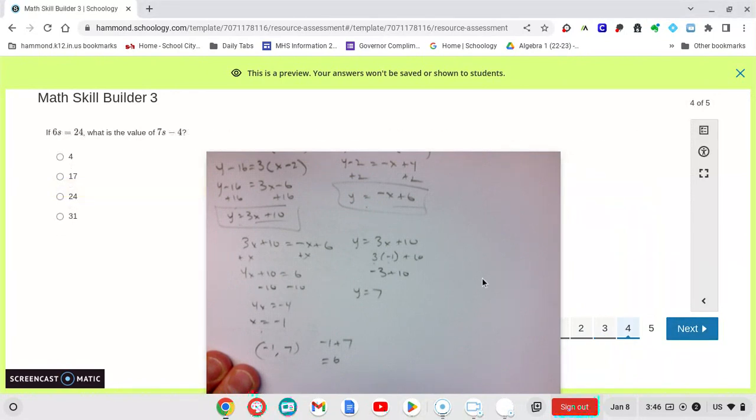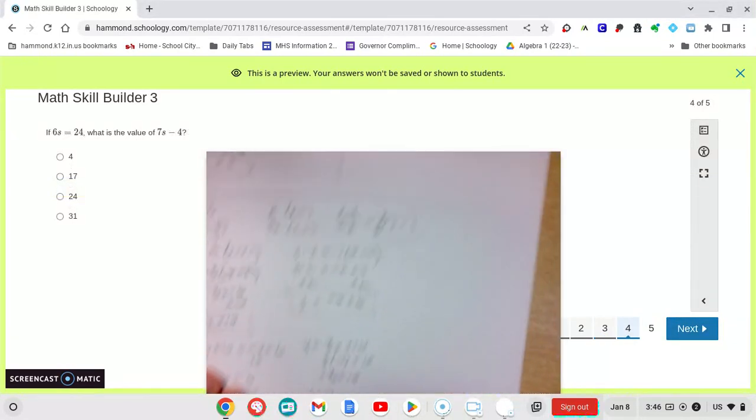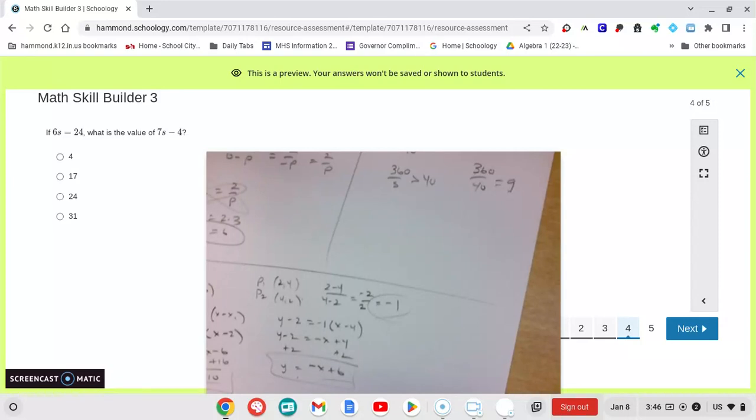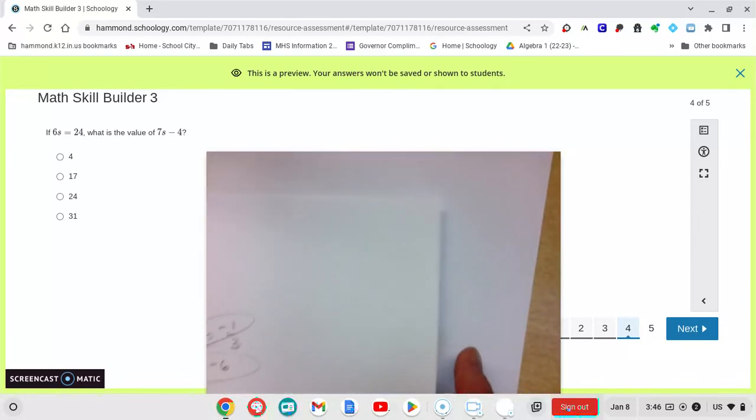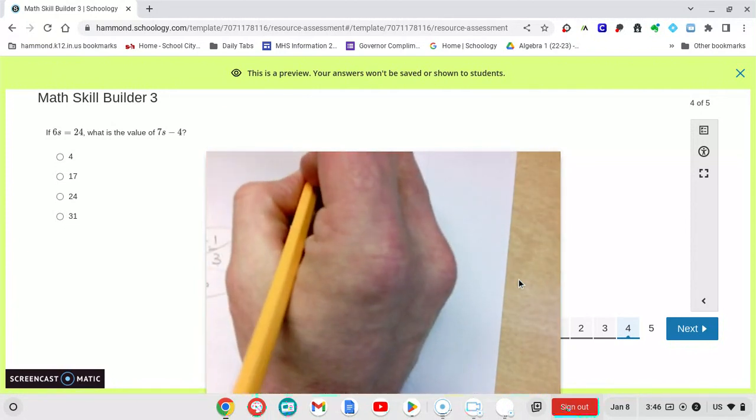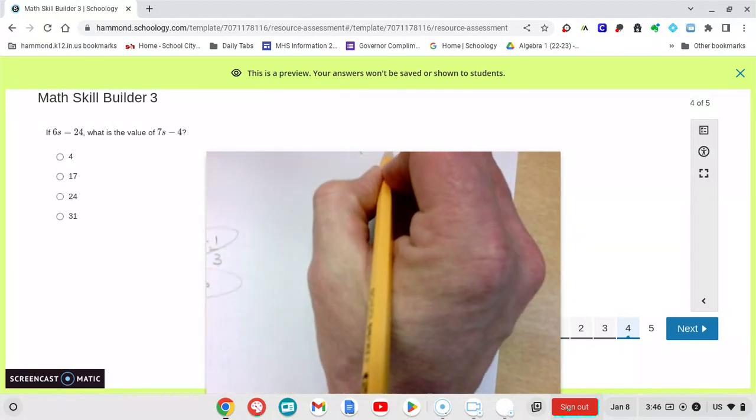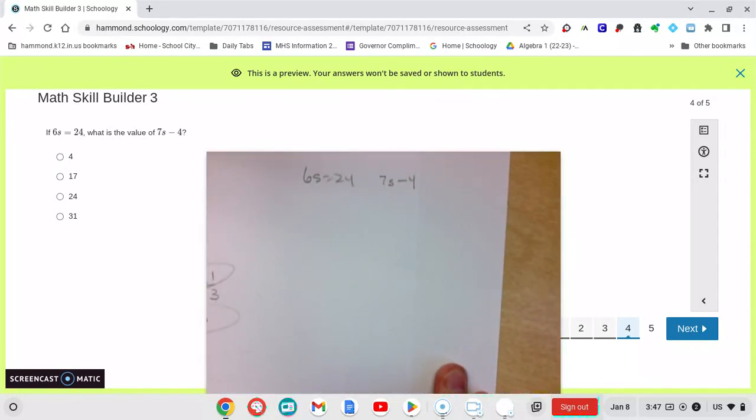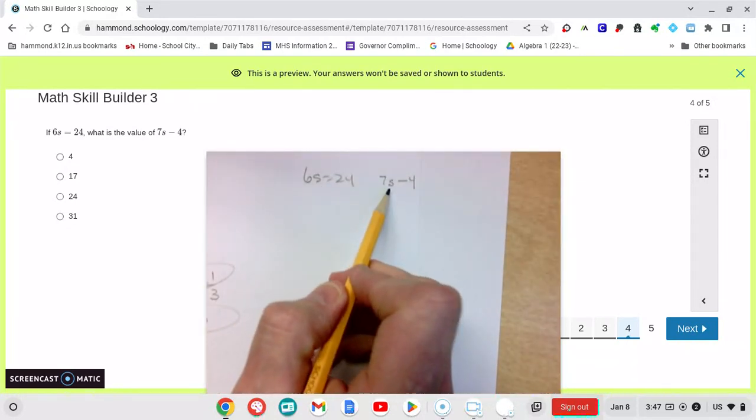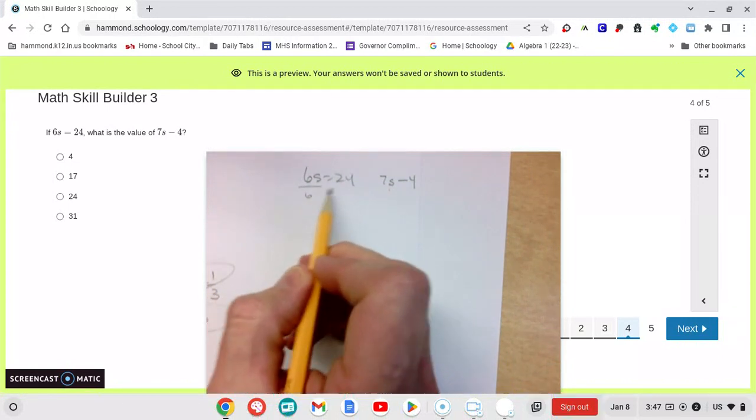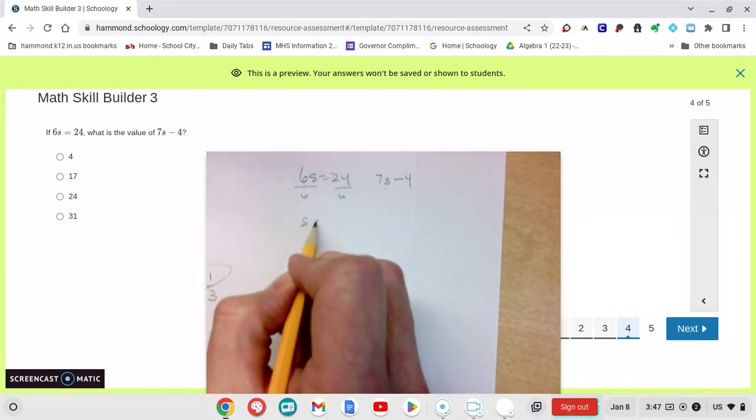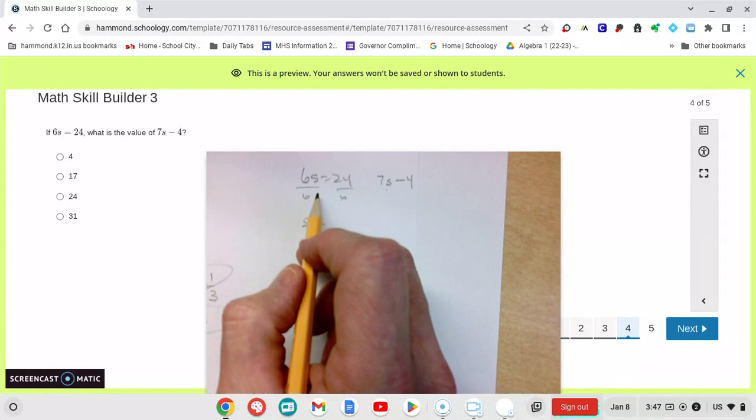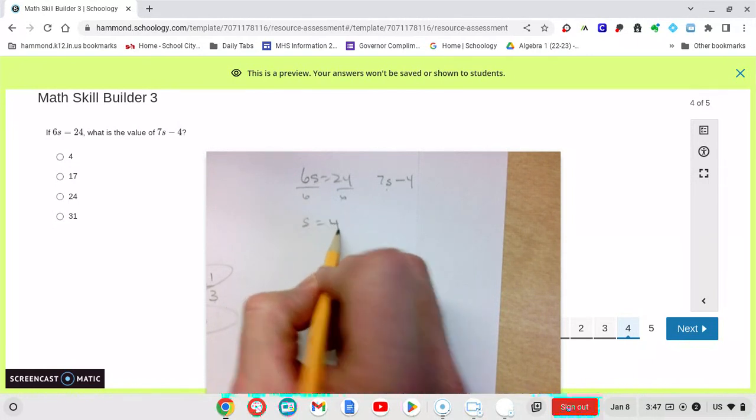Okay, a couple more before we wrap up. This one, pretty straightforward. We have 6s equals 24. We said if that's true, what is the value of 7s minus 4? Well, you can see here that I need to know what the value of s is, and I can solve this equation. If I divide both sides by 6, I find out that s is equal to 4.